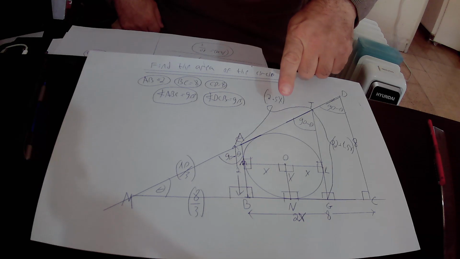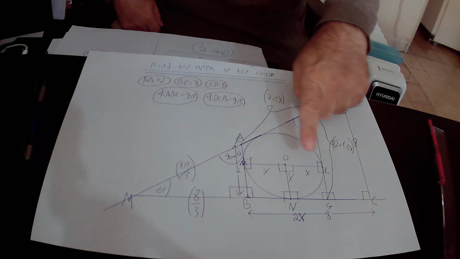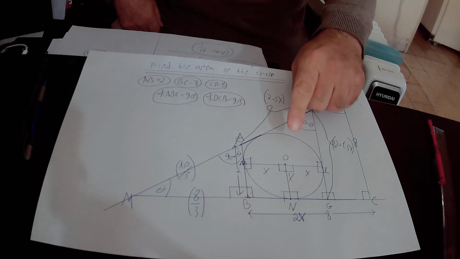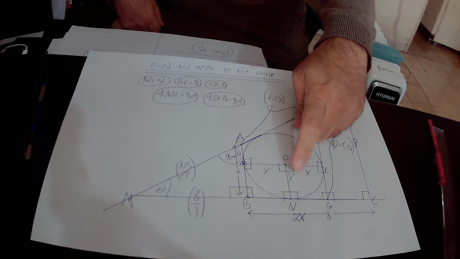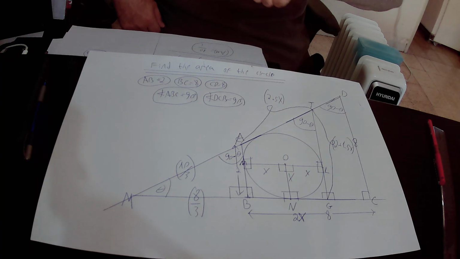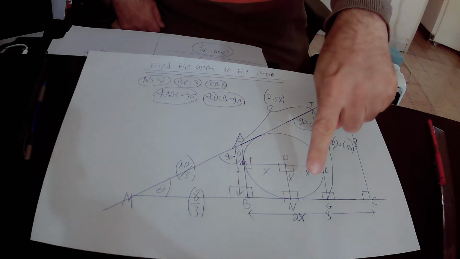Likewise, we have tangent BG, which is tangent to the circle at point N. We join points O and N. ON is the radius of the circle that is equal to X according to our definition. Again, we have the radius ON that is drawn to the point of tangency, that is to say it is drawn to point N, the point of tangency of tangent BG with this circle.